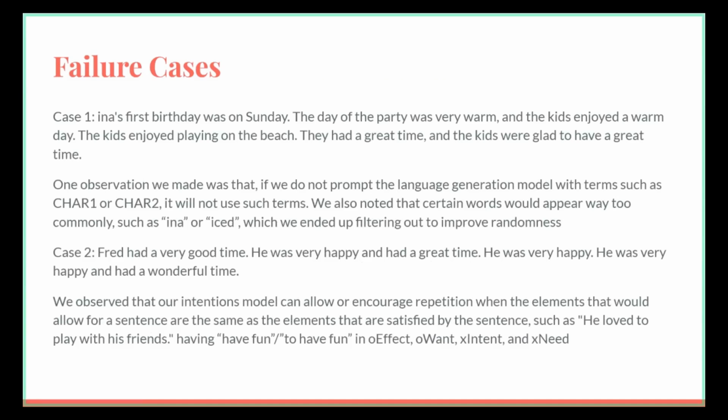When we first tried to use our model without a prompt, we noted that the generated text would not generate text with terms such as character 1 or character 2, though adding those terms to the prompt solved this issue. We also observed that certain terms would pop up too frequently for certain prompts, which limited text randomness until we started filtering out those words. Another failure case we observed was repetition. The intentions that would allow a sentence would also be the same intentions allowed by the next sentence, which could allow and encourage repetition in a circular fashion.